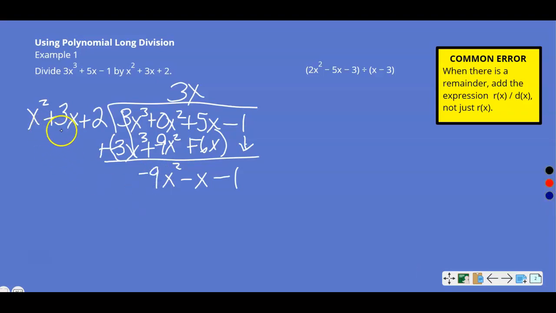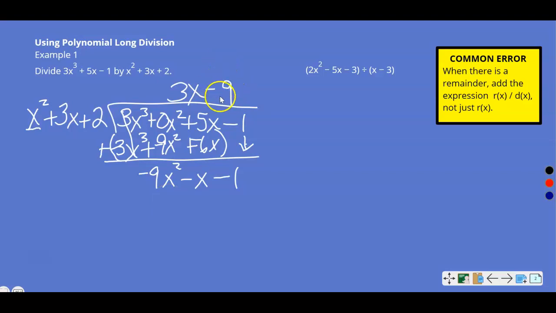Now we go to the next term. How many times does x squared go into negative 9x squared? We're doing the same process again. We're starting over, looking at this term right here. x squared goes into negative 9x squared negative 9 times. So we're going to put a negative 9 there.